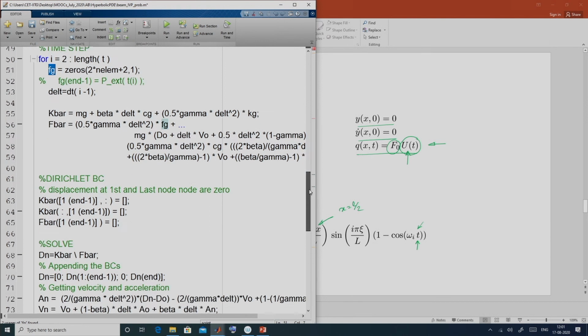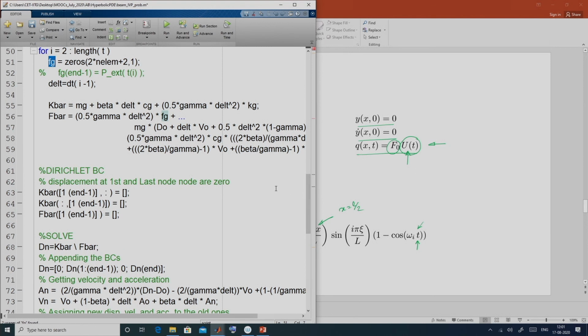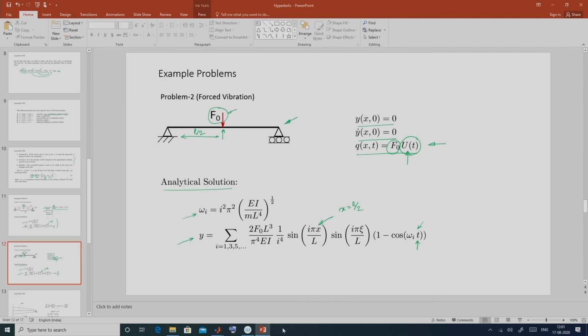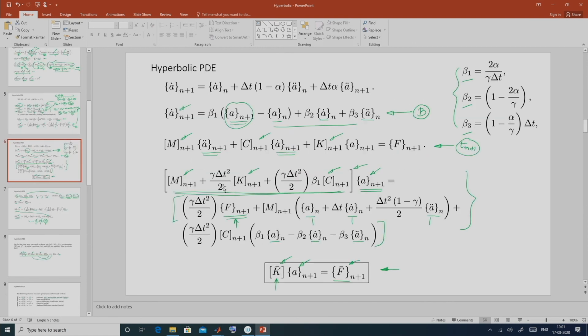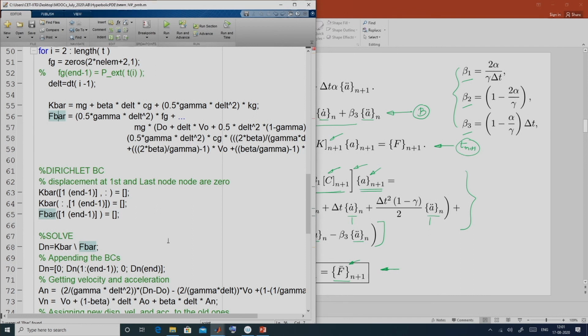Once we know the global stiffness, global mass and the global force vector, we will calculate the K bar and F bar. That I just explained in the slide. Let us go back and look at the expressions here. As you see, this part is the K bar part and the rest of the right hand side is basically F bar. So both the terms we have to calculate separately. This is exactly what has been discussed here.